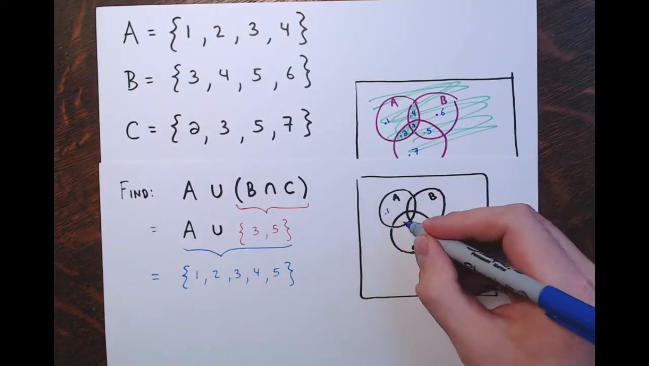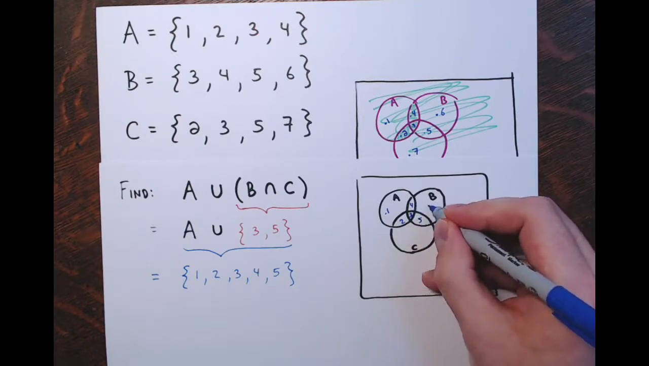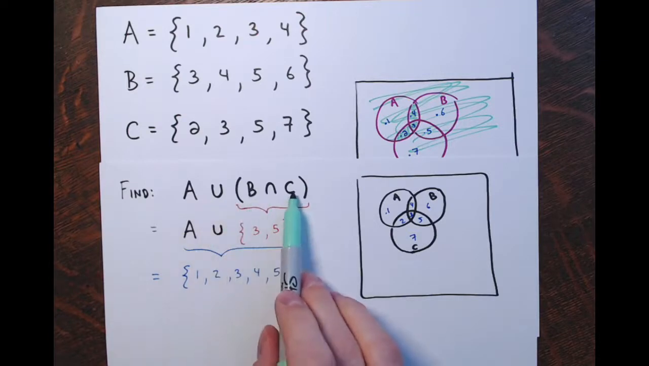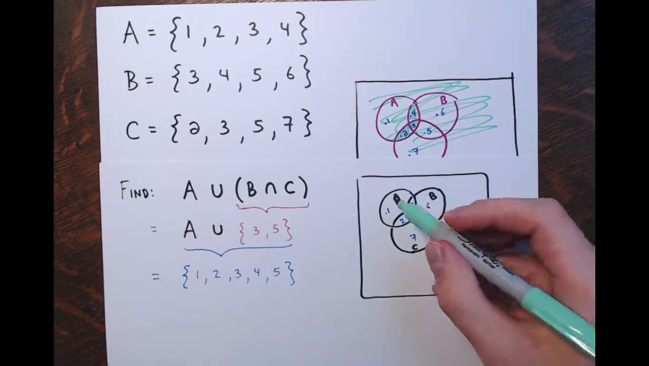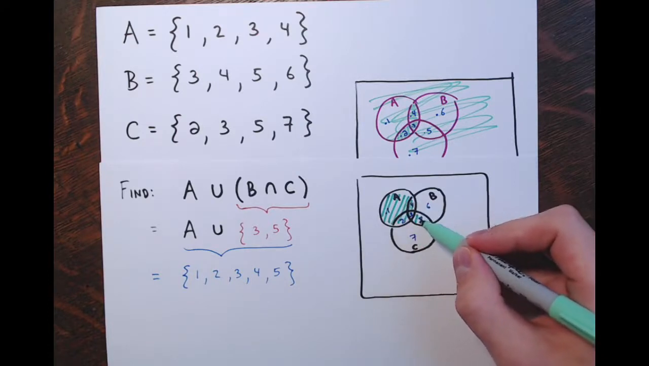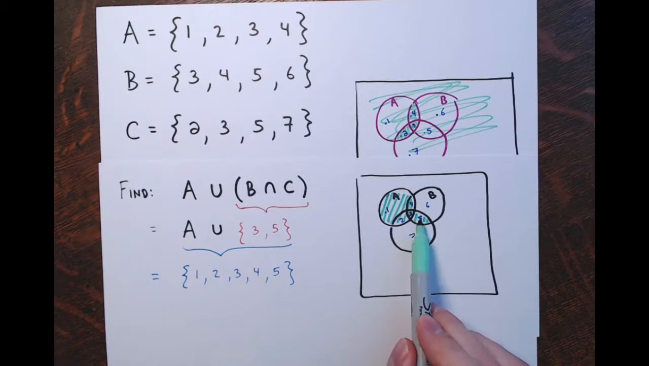But you had 1 here, 2 there, 3 there, 4 there, 5 there, 6 there, and 7 there. So the area in question, this set represented on the Venn diagram, A union B intersect C, is the set with 1, 2, 3, 4, and 5. Well, that's this area right here. It's basically all of set A with just this little part of the overlap of B and C with the number 5 in it.